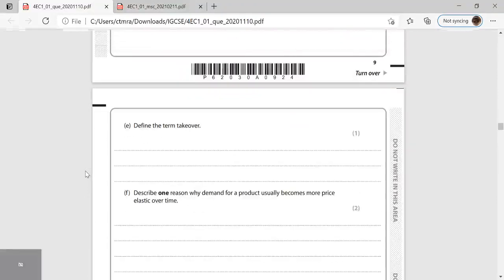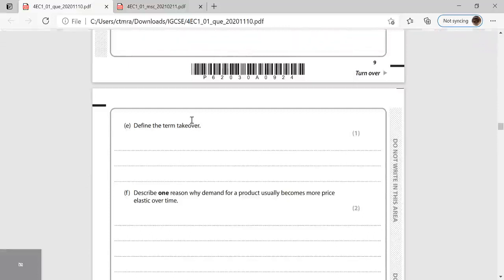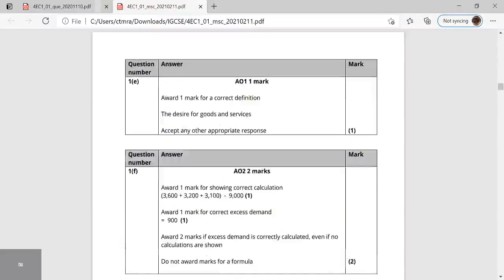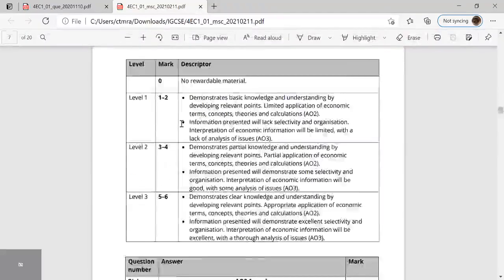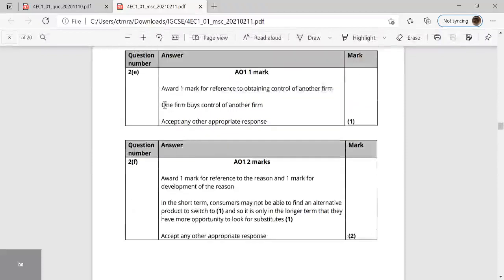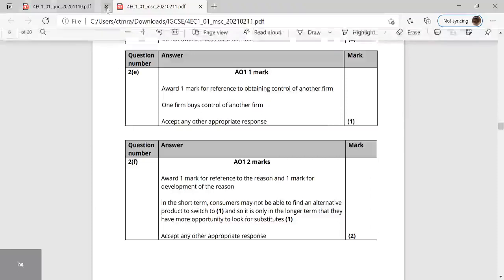Let's move to the next question. Takeover. So takeover is when one company is buying another company. Okay, that's takeover. Let me show you from the mark scheme. The question number is 1E. So one farm is buying control of another farm. So that means if you have maximum ownership, then you'll have control over another farm.